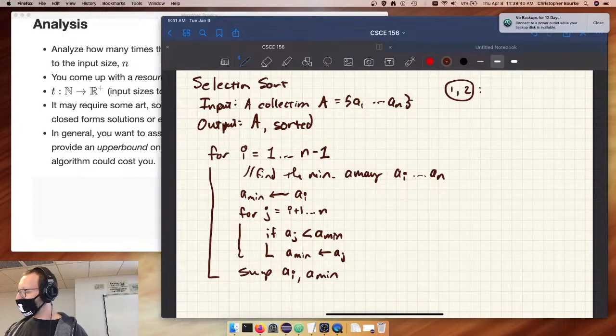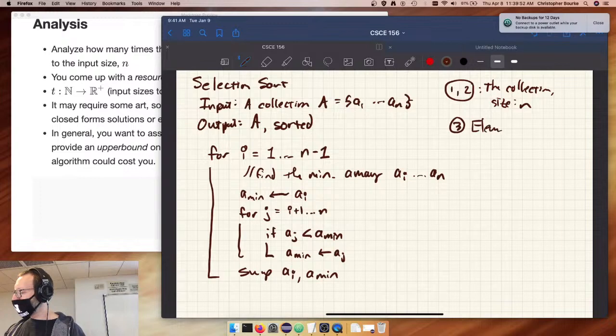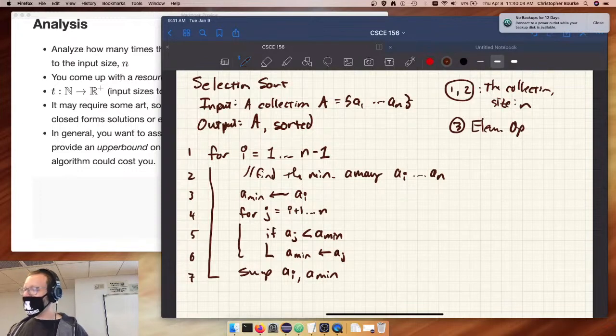Right? The input is the collection, and its size is n. What's our elementary operation, though? Again, let's go ahead and number these. 1, I will number the comment. 2, 3, 4, 5, 6, and 7. So what's our elementary operation?